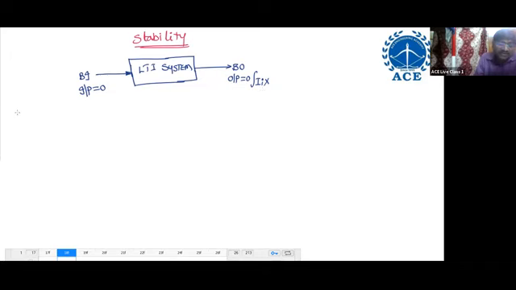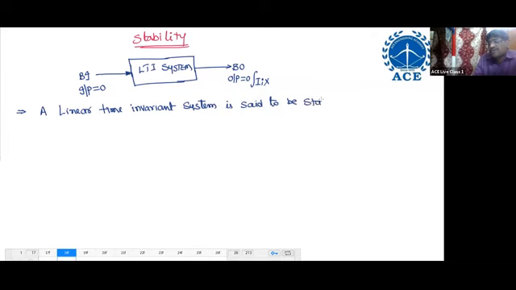So what is the statement? A linear time invariant system is said to be stable if it satisfies the following conditions.